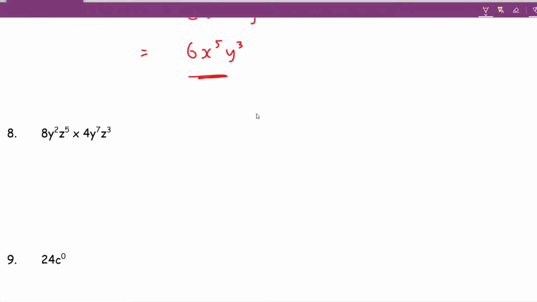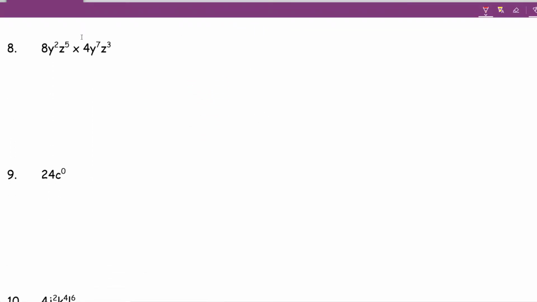Okay, let's do question 8. Again, 8 times 4, 8, 16, 24, 32. Then you've got the y's. Y is going to be, you've got 2 there and a 7 there, so it's 2 plus the 7. And you've got the z, which is 5. This is to the power 5, and this is power 3 because we're all multiplying. That's going to be 32 y to the power 9 and z to the power 8.